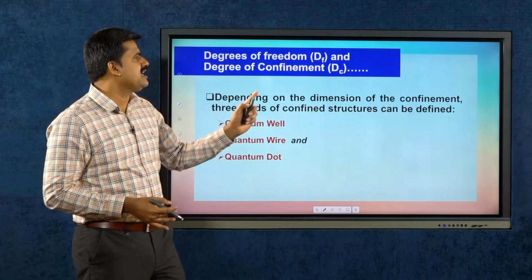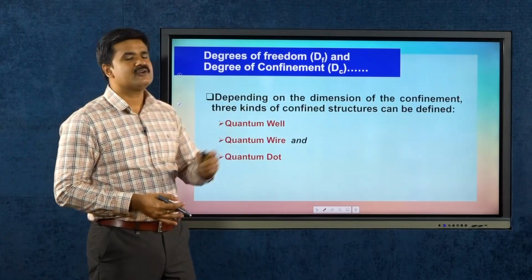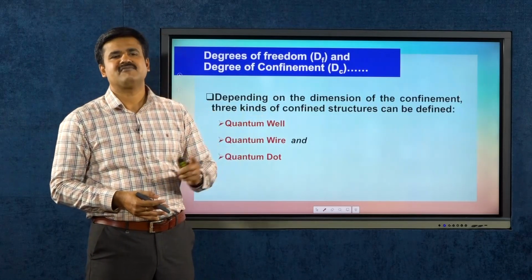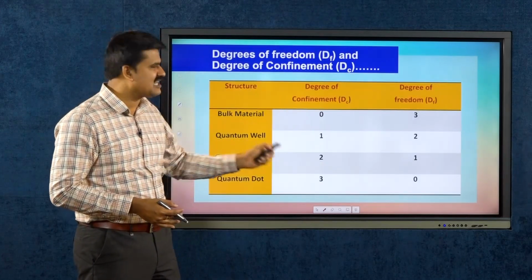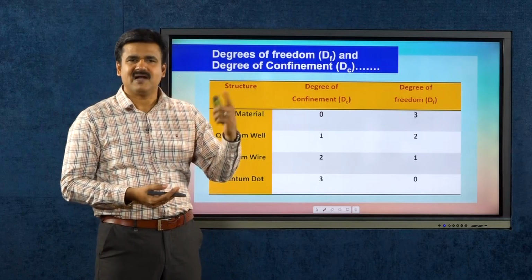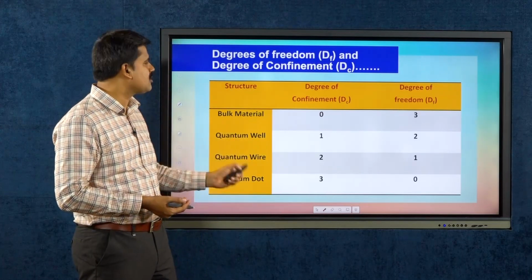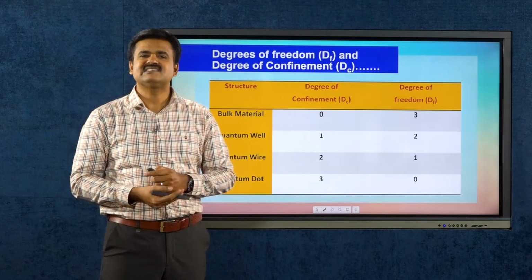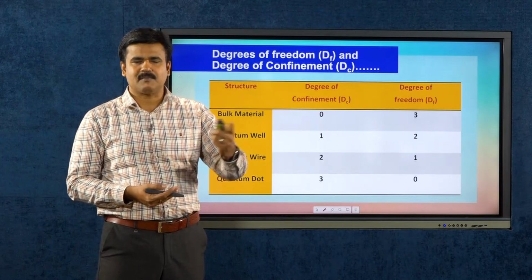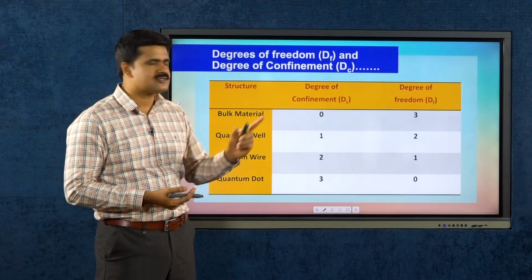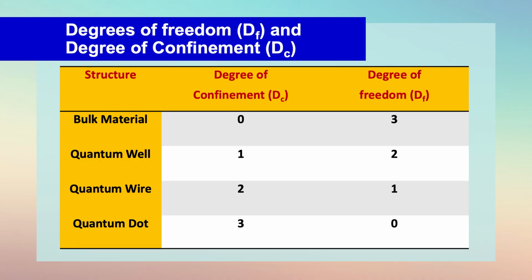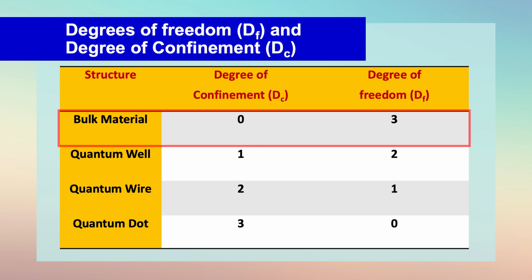So, depending on dimensions of confinement, 3 kinds of nanostructures are known: quantum well, quantum wire and quantum dot. This we already discussed. And this is the consolidation chart of bulk material, quantum well, quantum wire, quantum dot, etc. based on DC and DF. DC represents degrees of confinement and DF represents degrees of freedom. So, for bulk material, degrees of confinement is 0. That is, the particle can have freedom along x, y and z direction.